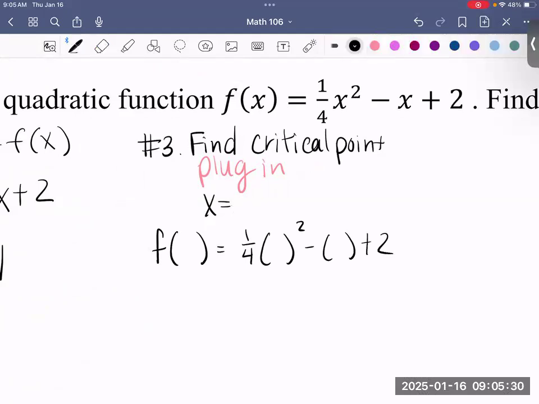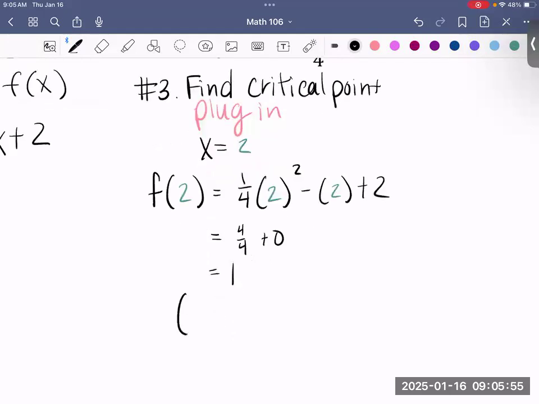I'm going to erase this, put in a little bit of color. Again, you guys are able to use a graph or a calculator of some sort. So 2 squared is 4. So we have 4 over 4. So that's 1 minus 2 plus 2. So that's 0. I'll just say plus 0 is equal to 1. So we have a critical point at (2, 1). This is your critical point. So we got your critical point.